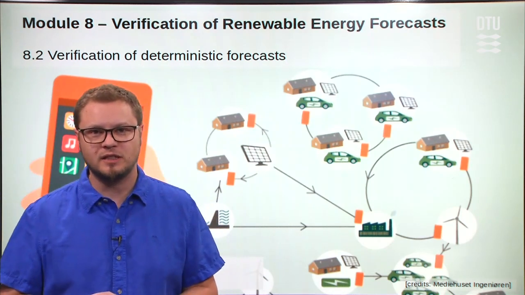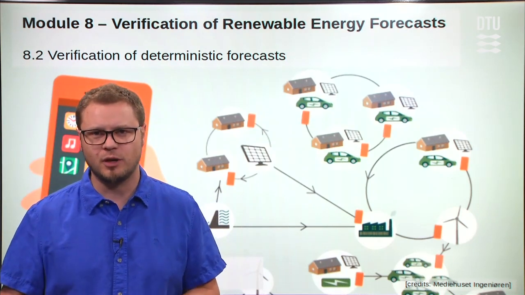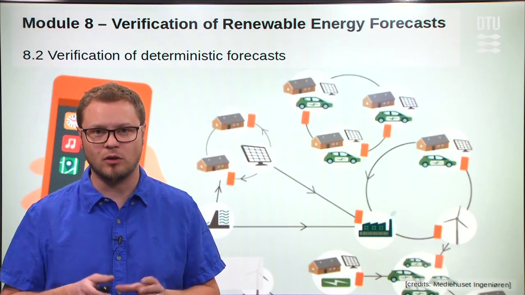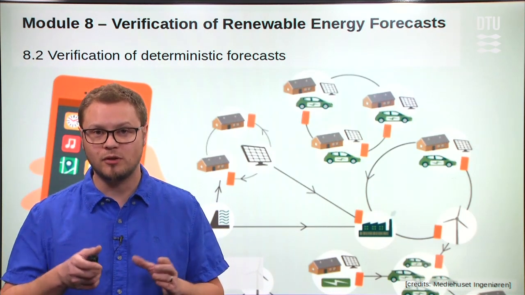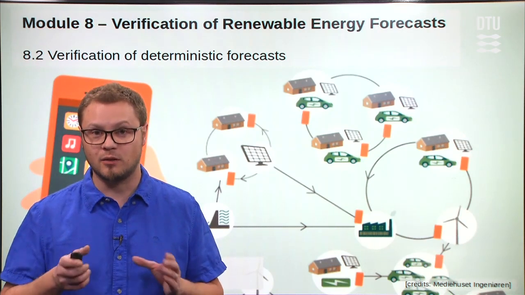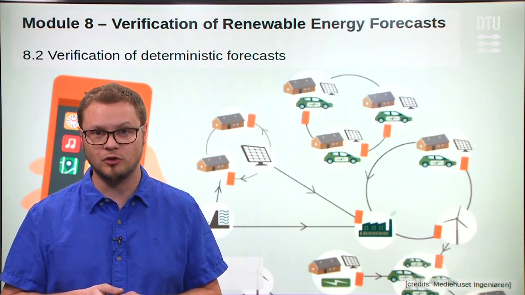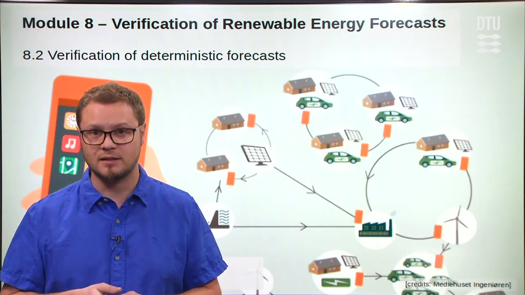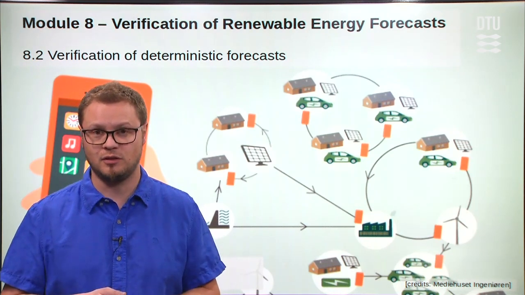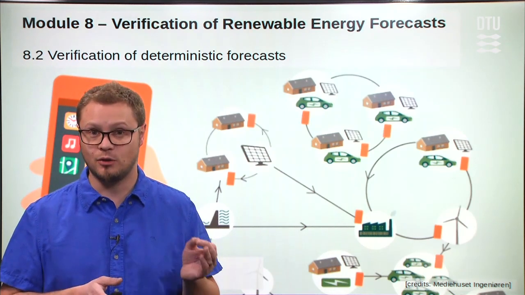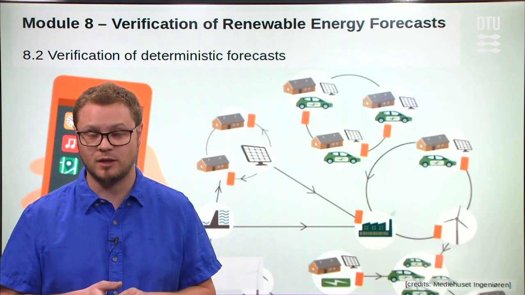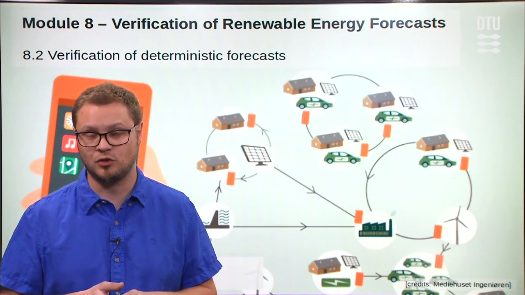Hi, let's continue with Module 8, Verification of Renewable Energy Forecast with its second block, Verification of Deterministic Forecast. Remember that deterministic forecasts were introduced in a previous module. These deterministic forecasts are trajectories in the future for the variable of interest, but these trajectories give you a single value for this variable of interest for each and every lead time in the future.